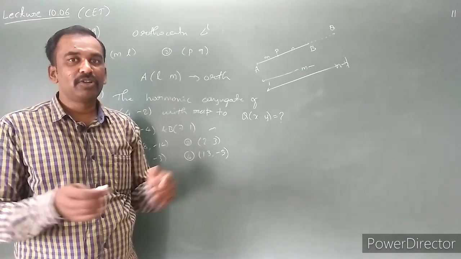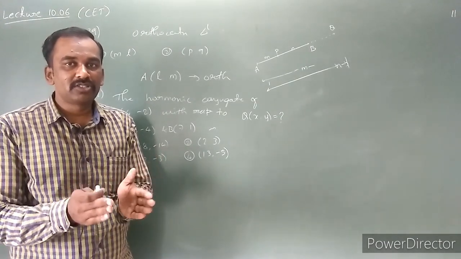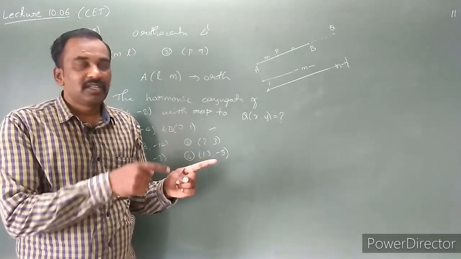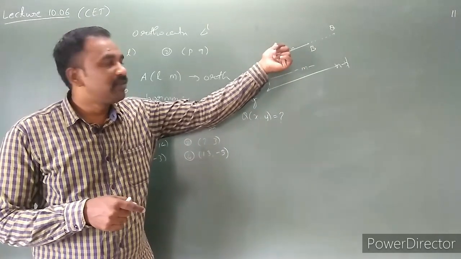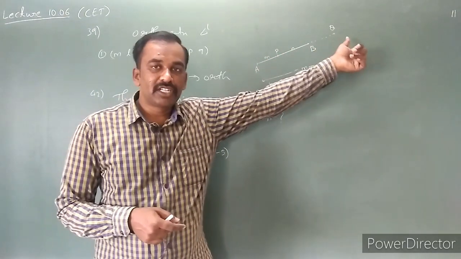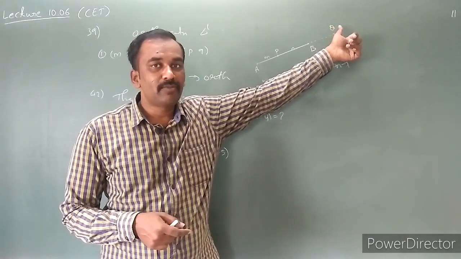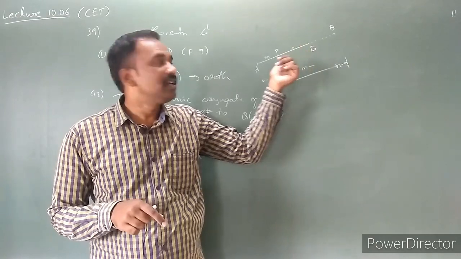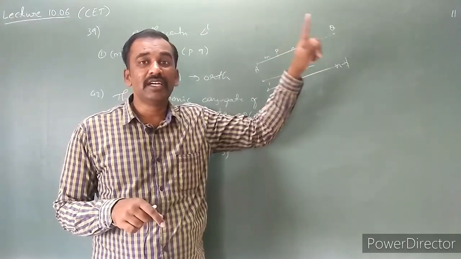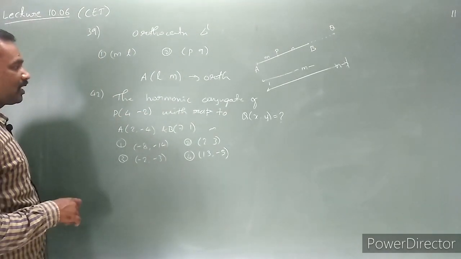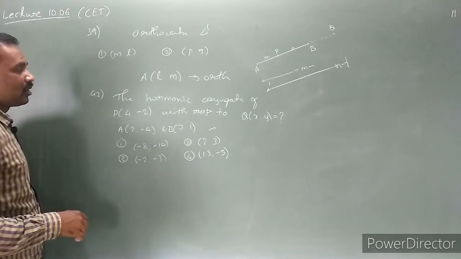Once again, very carefully observe what is meant by harmonic conjugate of the point. Suppose this line segment AB is divided by one point in the ratio m is to n. Then another point Q is said to be a harmonic conjugate when Q divides the line segment AB in the same ratio m is to n externally. Is that clear? Okay, first of all I need to get the harmonic conjugate.